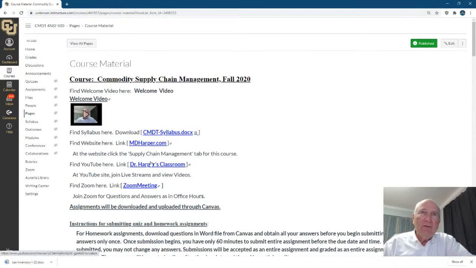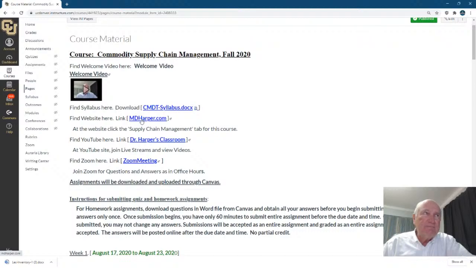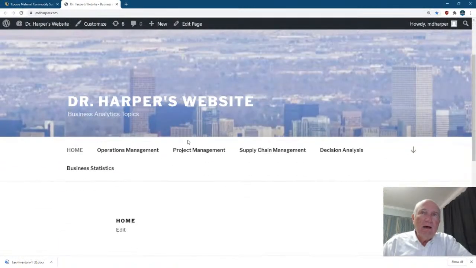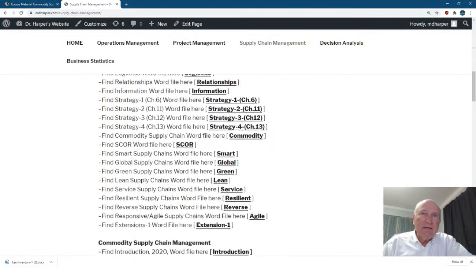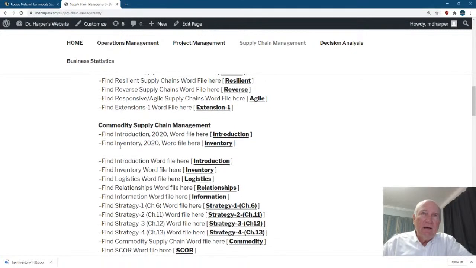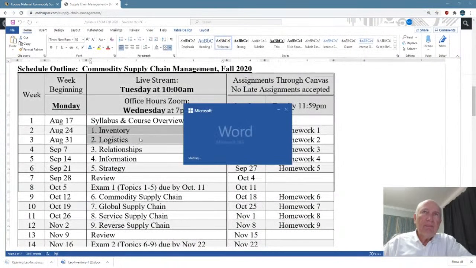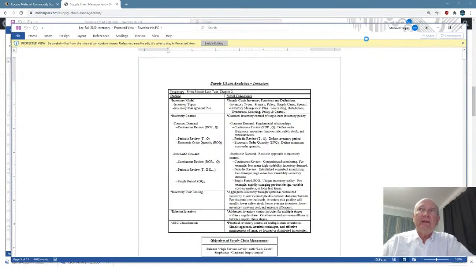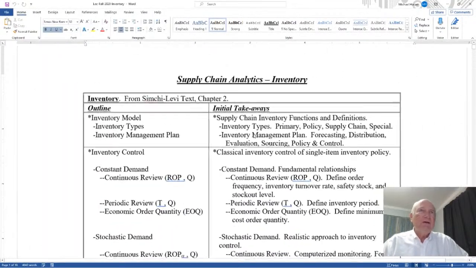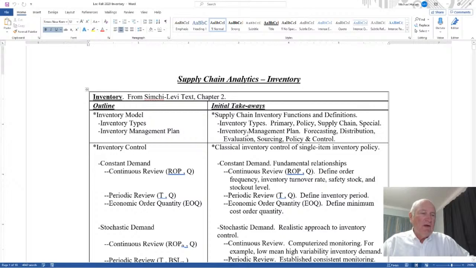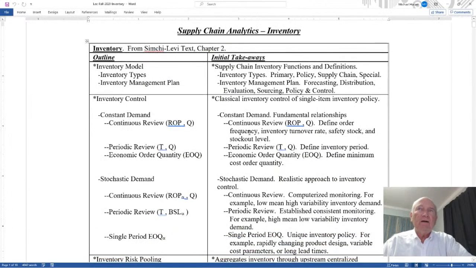Okay, the lecture today is found in the website under Supply Chain Management. Coming down here, here's Analytics, Commodity right here. Inventory 2020, the Word file. So we'll open the inventory file. Enable editing, let's full screen this. And so let's go through this. Okay, so today I'll be presenting this, and now tomorrow I will be going over the homework to show how it's applied.